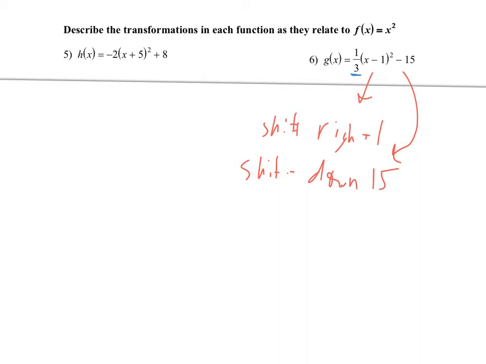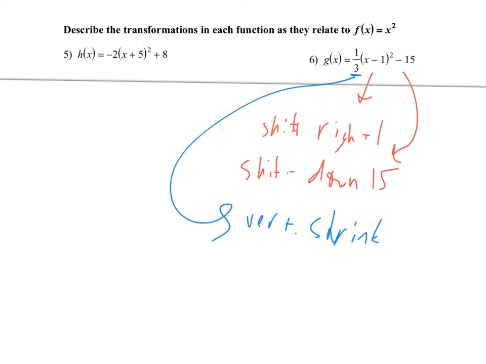And then lastly, we have this 1/3 multiplying out front. And when it's a fraction there, that's going to be a vertical shrink. Anytime it's less than 1, it's a vertical shrink. Greater than 1 would be a vertical stretch. And then I don't have a negative out front, so I don't have a reflection on this one.